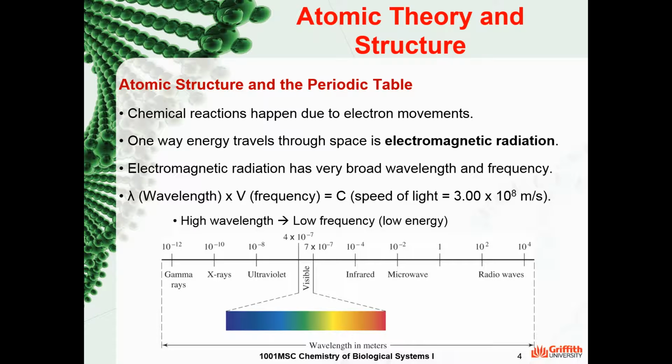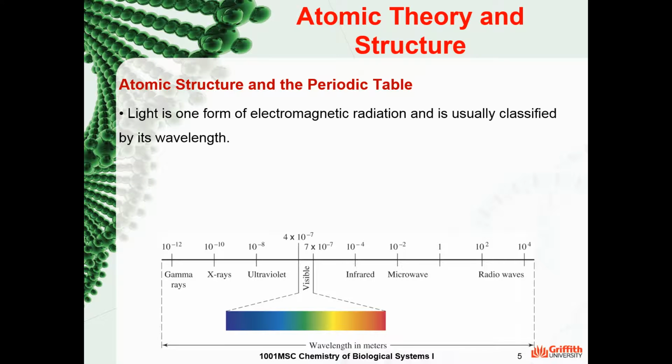From this equation, we can see that light with a high wavelength has low frequency, which means low energy. For instance, radio waves that transmit radio signals have the highest wavelength and the lowest energy, whereas X-rays have very low wavelength, but very high energy.